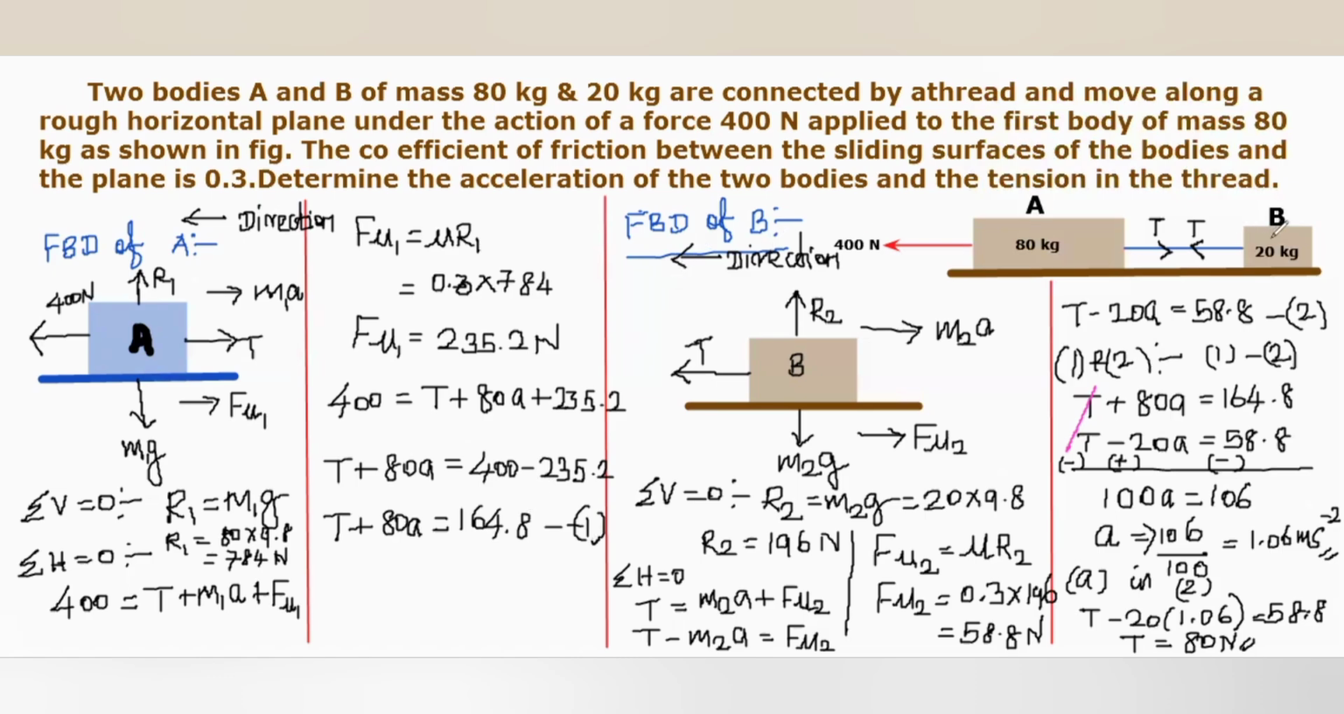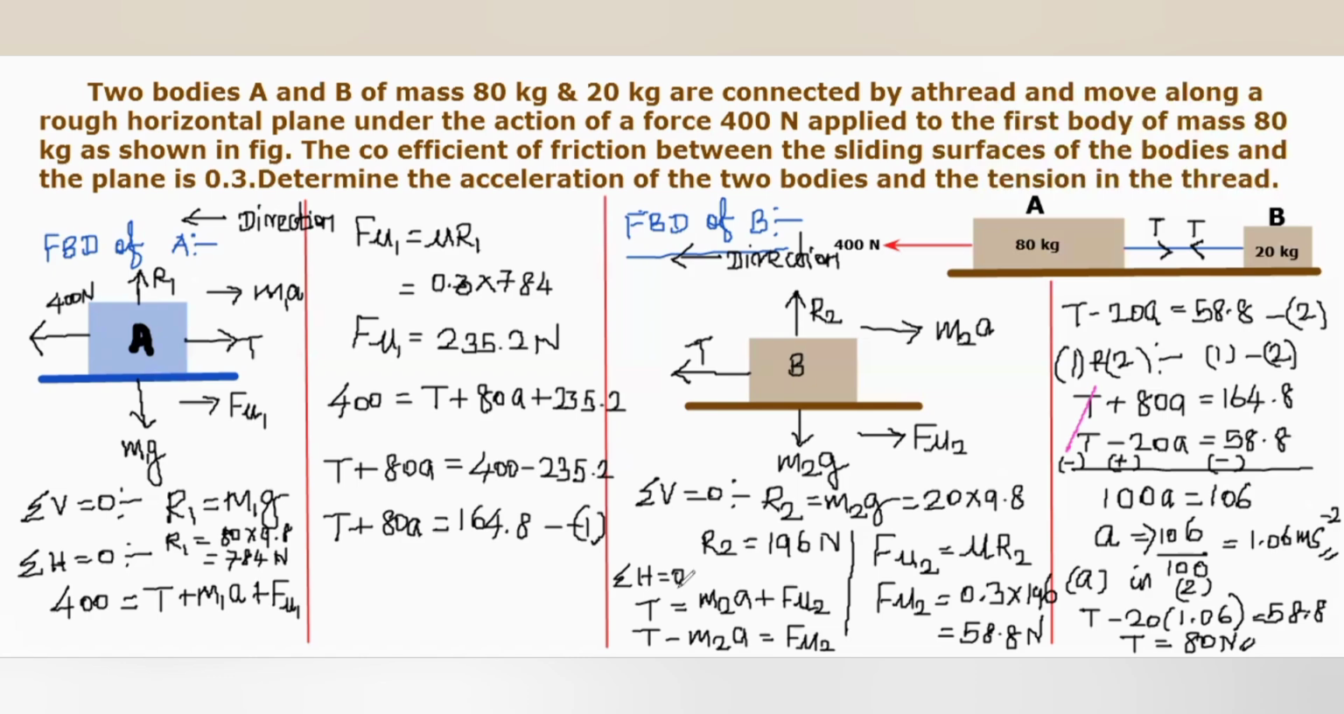Then free body diagram of B. We consider all the forces acting on the object B. Summation of vertical forces equals 0, since when you consider inertia force, it will be in dynamic equilibrium. So R2 equals M2G. From that we calculated the frictional force on the object B. Then summation of horizontal forces equals 0.